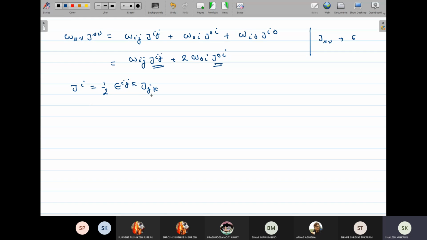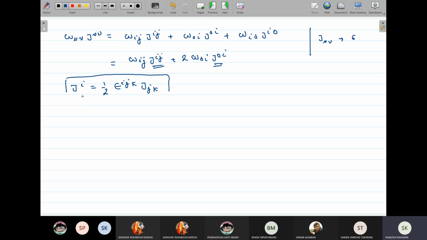Out of these I will use the spatial parts, the J_jk's, and I will combine that with epsilon_ijk, and I will form a 3-vector, the ith component of some 3-vector. So this is J_1, J_2, J_3. J_1 will be epsilon_123 J_23 plus epsilon_132 J_32, and so on. Here j and k are summed over.